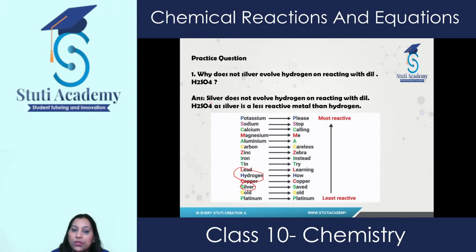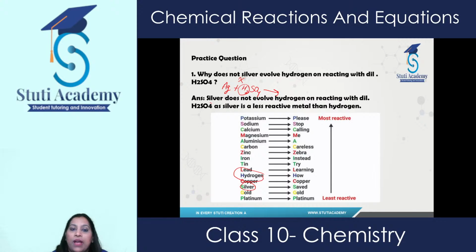I hope you understood this. If silver, the symbol of silver is Ag, reacts with H2SO4, this dilute sulfuric acid, it cannot displace hydrogen. Why? Because it is less reactive than hydrogen. And the metals which are less reactive cannot displace hydrogen.